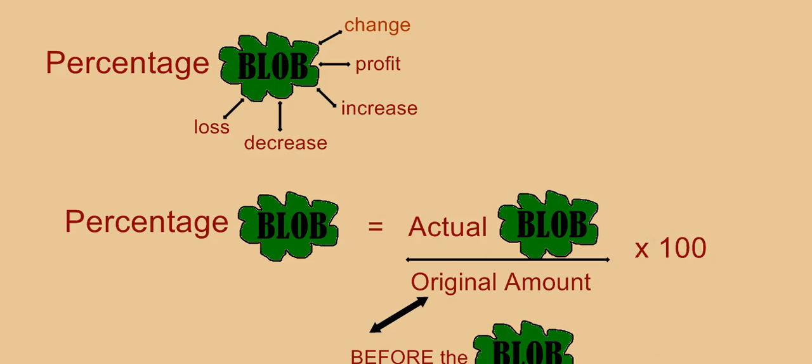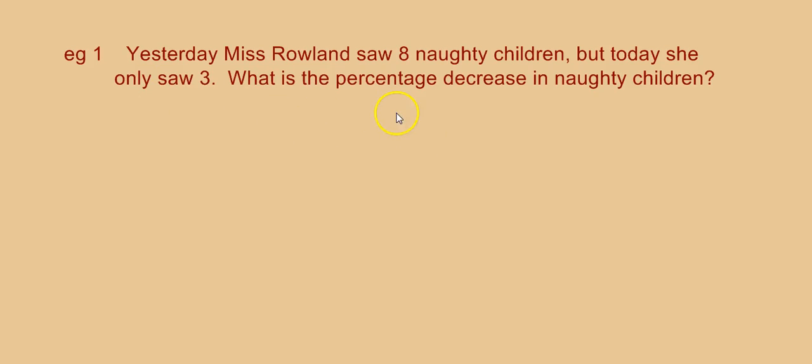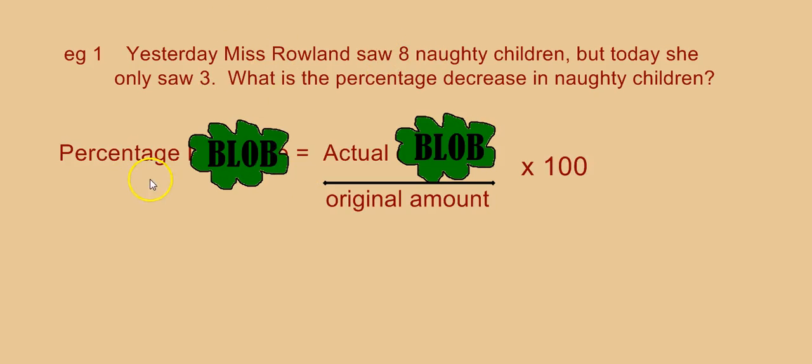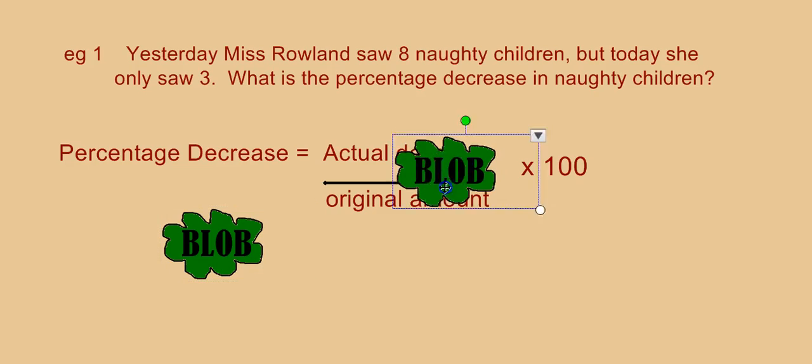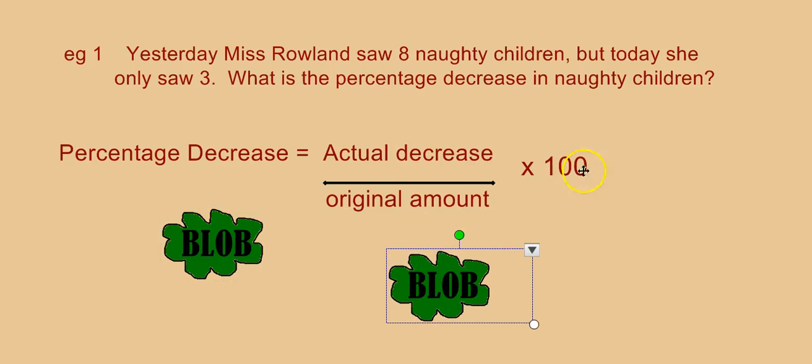Let's look at an example. Yesterday I saw 8 naughty children, but today I only saw 3. What is the percentage decrease in naughty children? So yesterday I saw 8, today I saw 3. That's definitely a decrease. So let's write down our formula. Percentage blob is actual blob over original amount times 100, but this time the blob is decrease, percentage decrease. So we're looking for the actual decrease over original amount times 100.